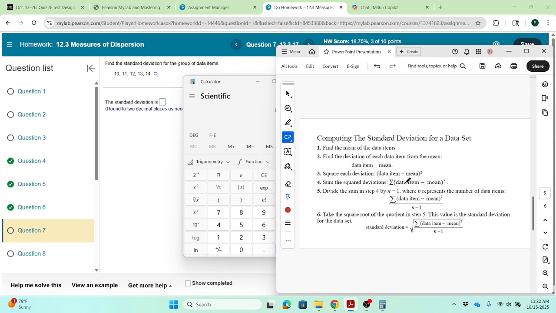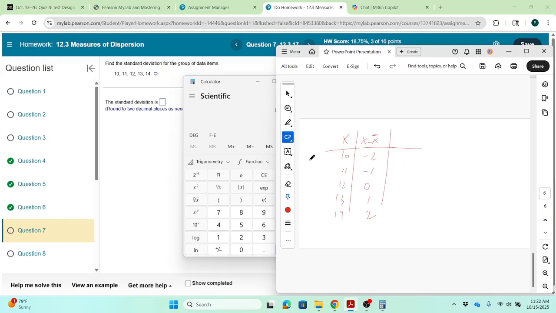After finding the difference, find the square of that, the square of this column, which is 4, 1, 0, 1, 4. And then finally find the sum of this, which is to add this column. This is the symbol we use for the summation. 4, 5, 6 plus 4 is 10.